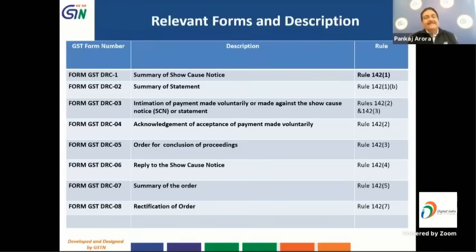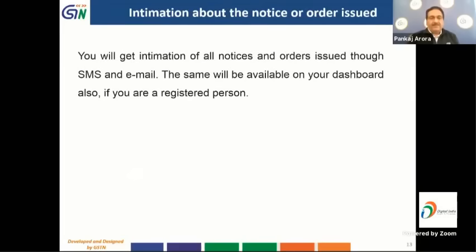And in case there are certain errors apparent on the face of it, or there is some clerical error or typing mistake, in such case the order can be rectified on the application of the taxpayer and suo motu by the tax officials. So when all such notices and orders are issued, the concerned taxpayer will get an intimation through SMS and notified email ID, and the dashboard will also contain such information in respect of a registered person.